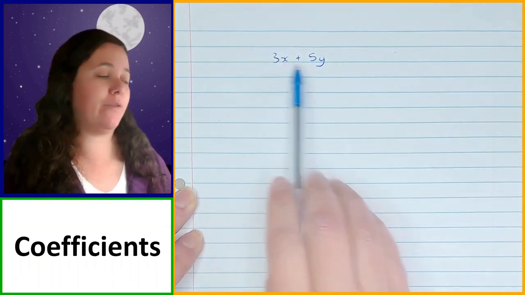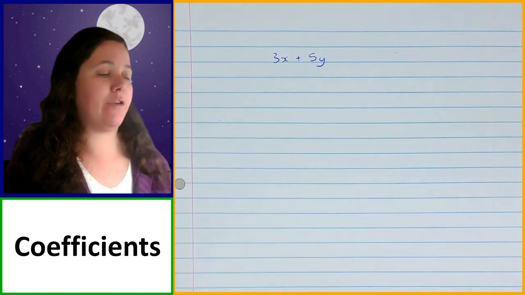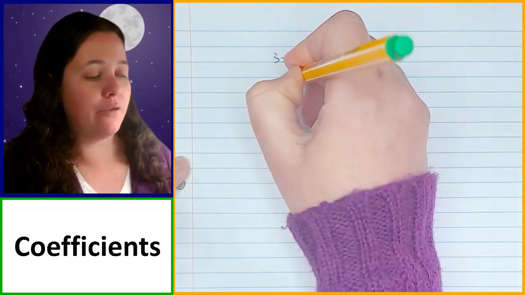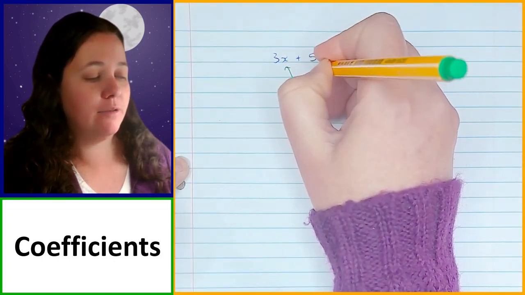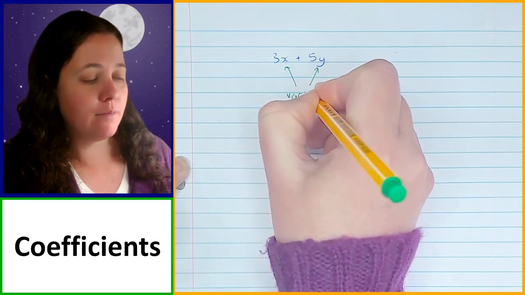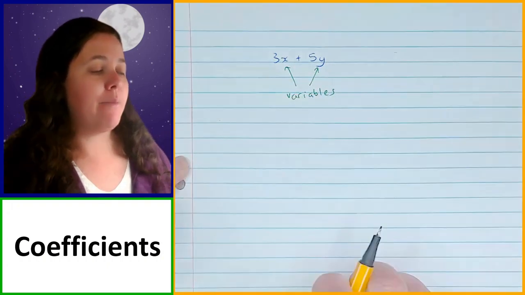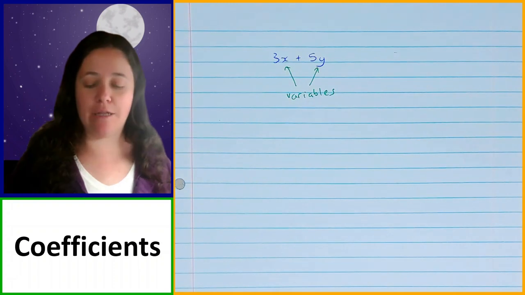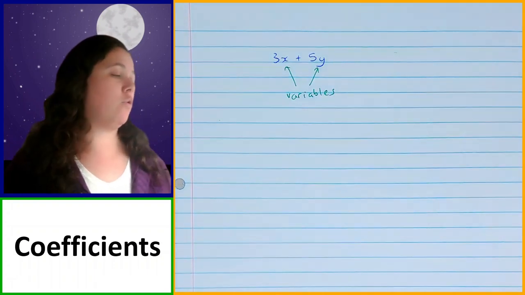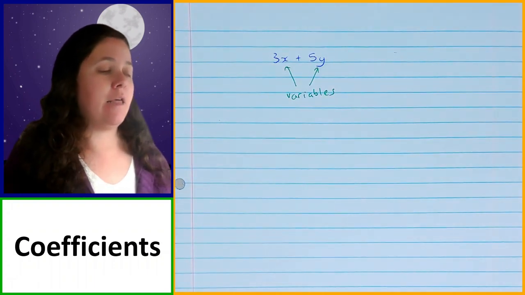Now we learned about what variables are. So over here I've got my variables. x and y are variables in this expression over here. But I've also got numbers, okay? Now they're not just called numbers, they are called coefficients.